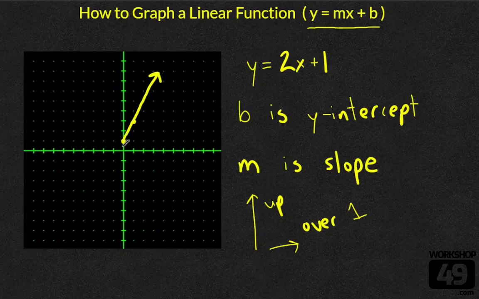We get a line, and I put a little arrow at the end of it. And that just shows that it goes off into infinity and beyond. And that's how we do y equals 2x plus 1.